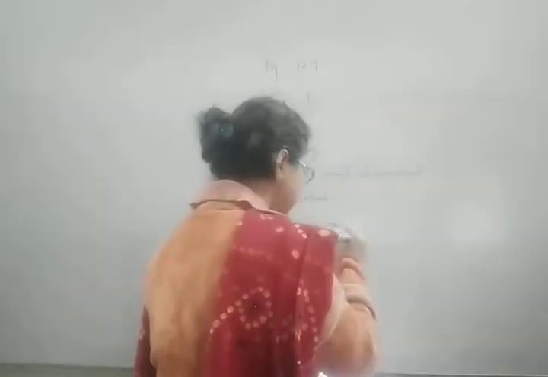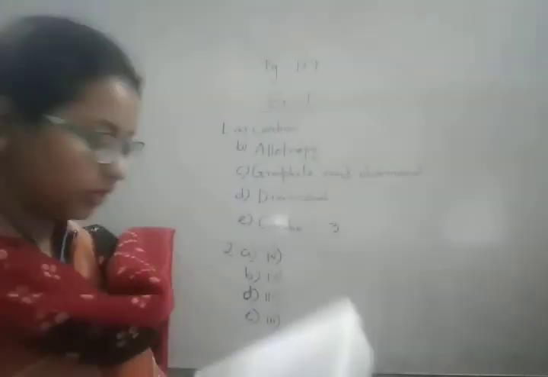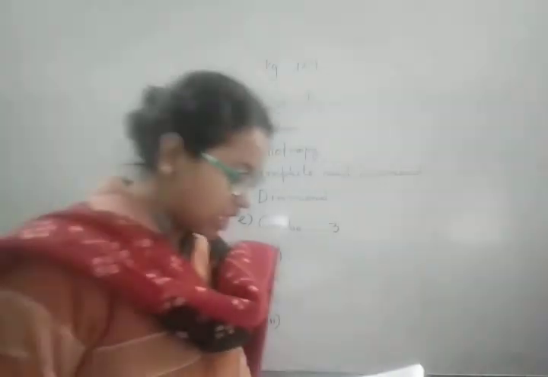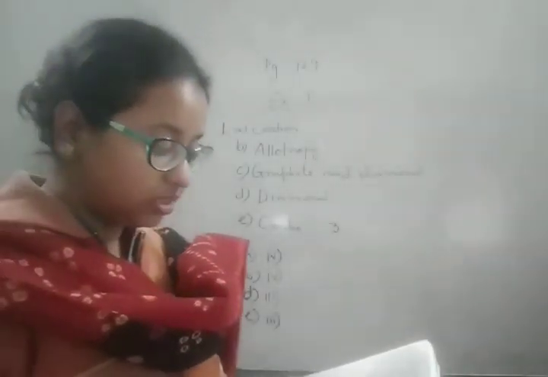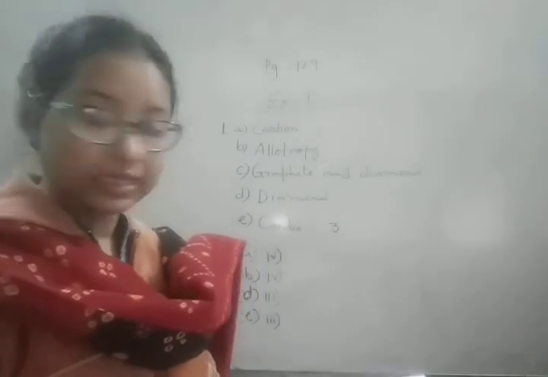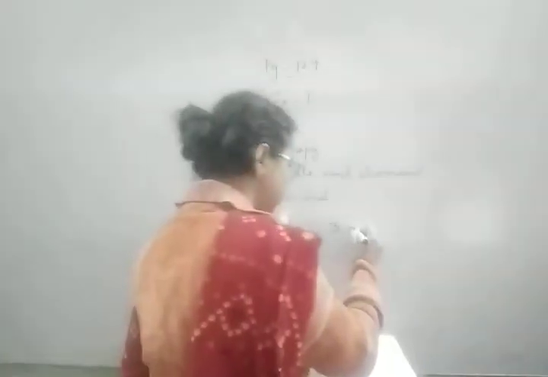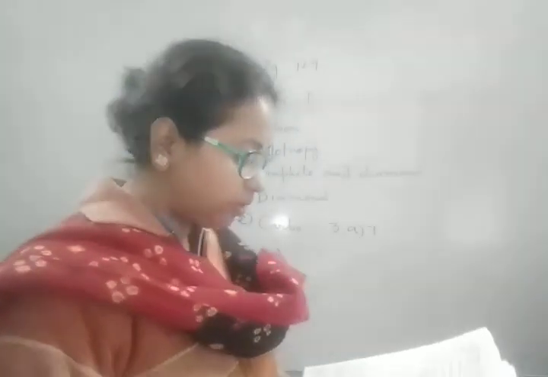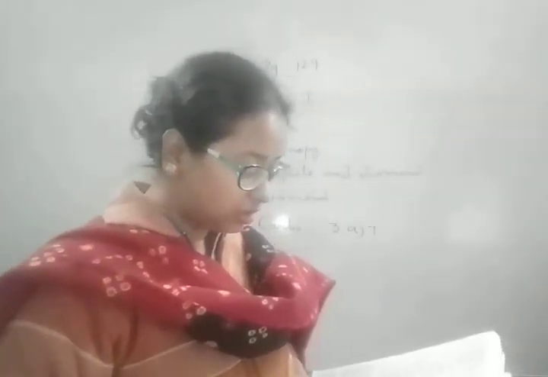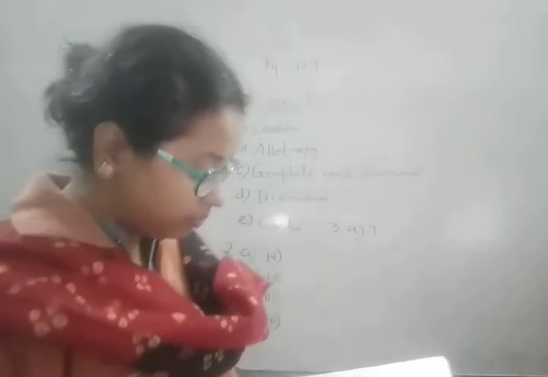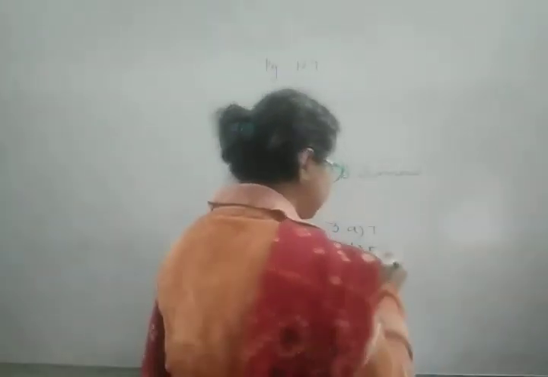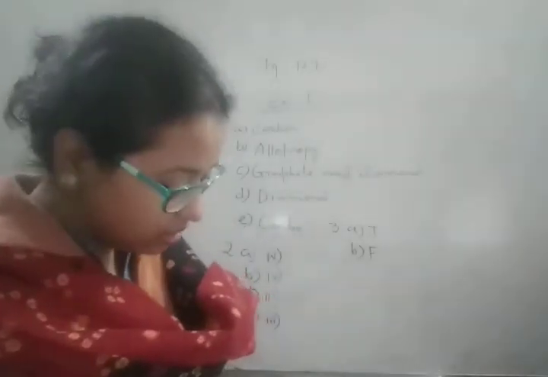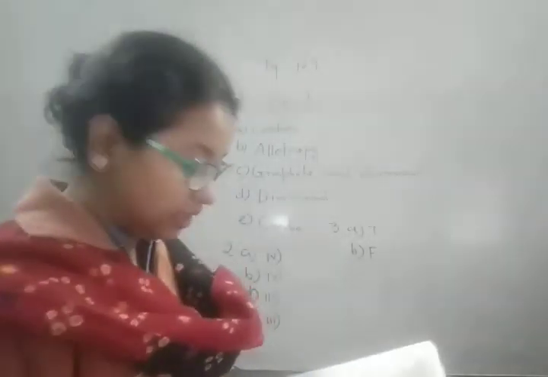This side I write. I hope you can see. True false. Carbon constitutes 0.03% of the earth crust. Yes, this is true. Graphite is the purest form of carbon. This is false. Diamond is the purest form of carbon. So number B will be false.